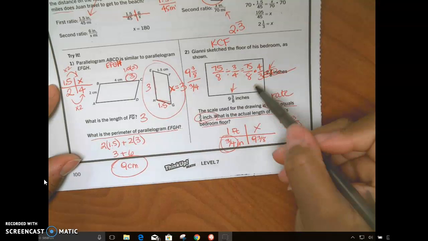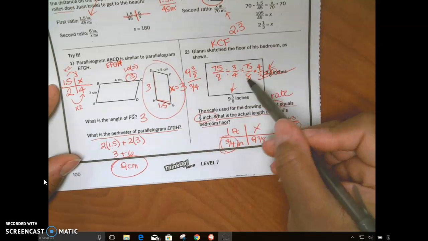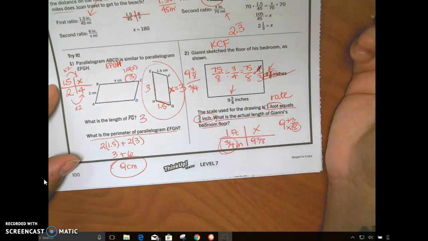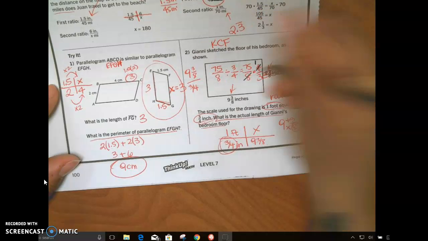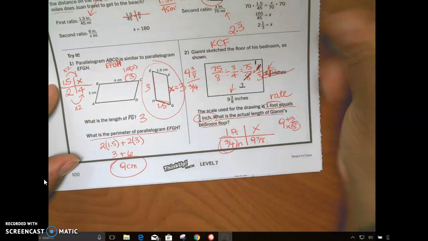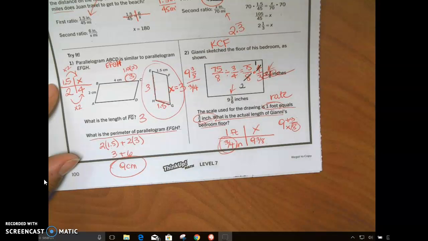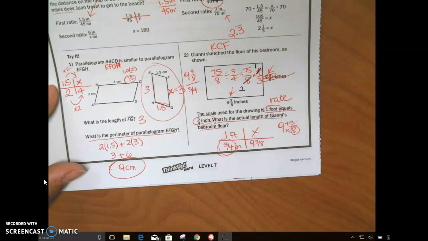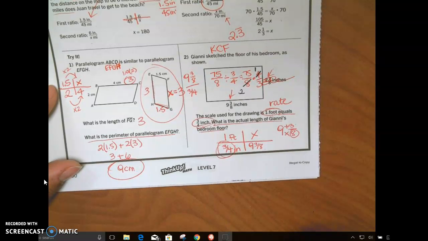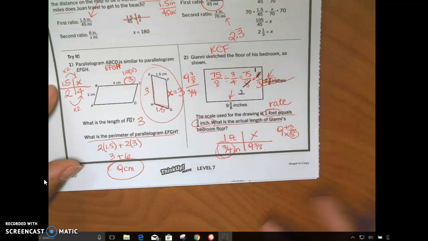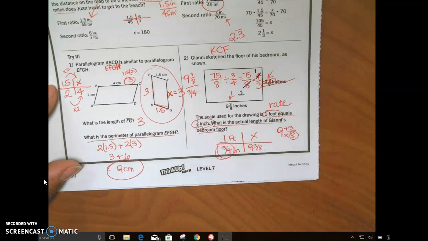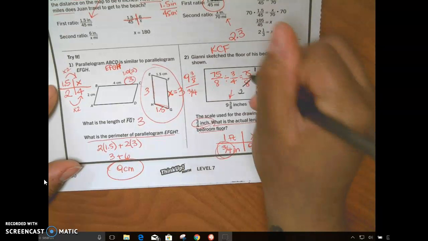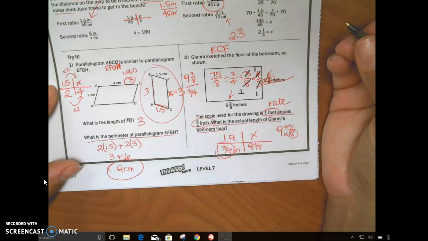Simplify. Who does 4 and 8 have in common? 4. 4 divided by 4 is how much? 1. 8 divided by 4 is how much? 2. What about 75 and 3? Who do they have in common? 25 is going to be left over. 3. They have 3 in common. What's 3 divided by 3? 1. What's 75 divided by 3?